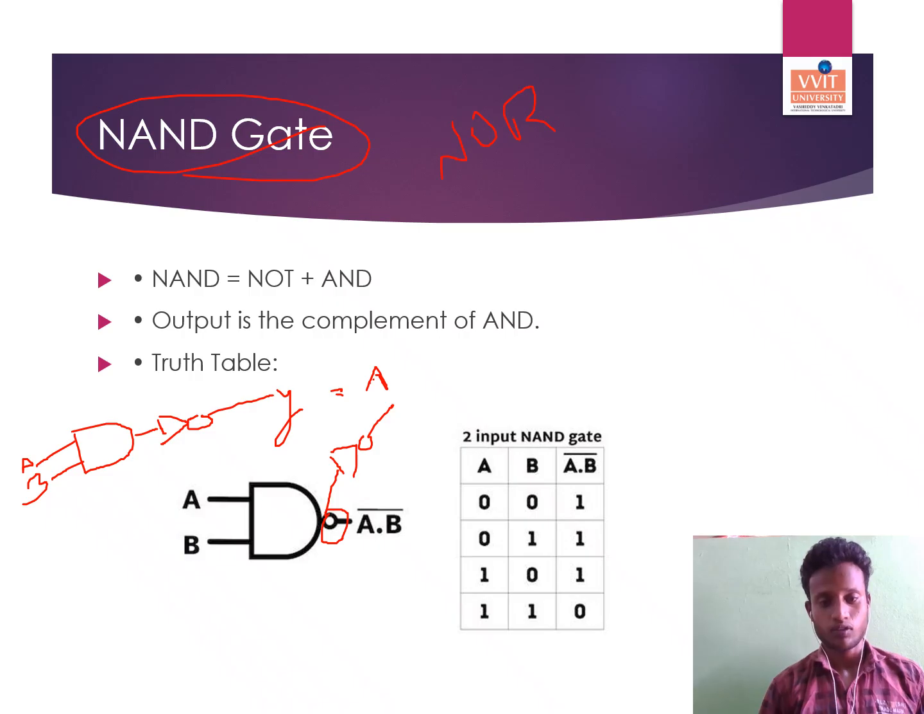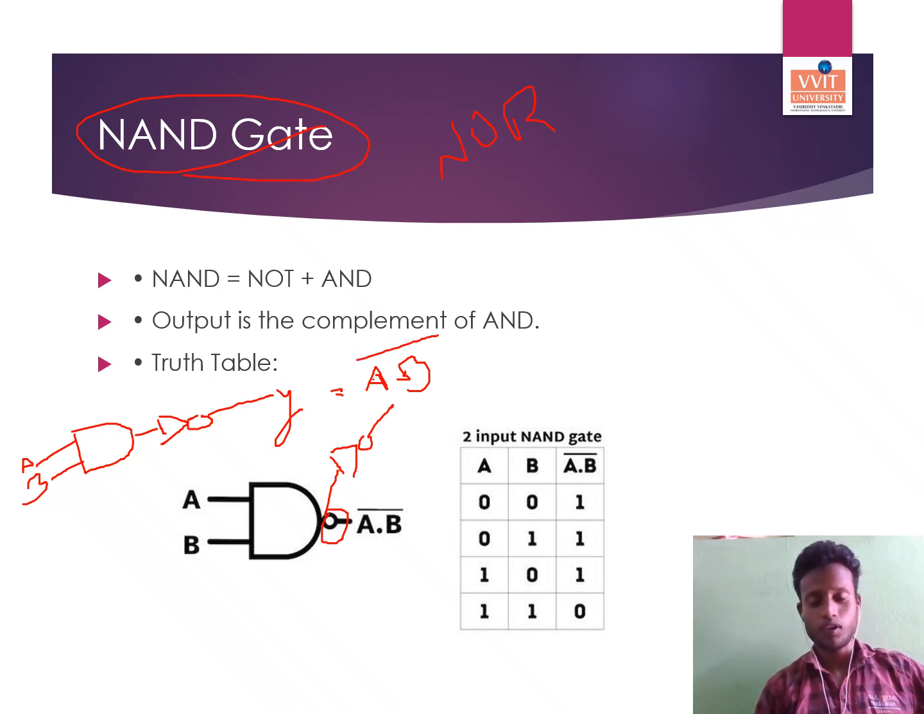Y equal to how much? A into B. What is the output of the AND gate? A into B. Output of the NAND gate? Complement of A into B, whole bar. This is the NOT gate. That means 0 into 0, how much? 1. 0 into 1, 1. 1 into 0, 1. 1 into 1, 1.